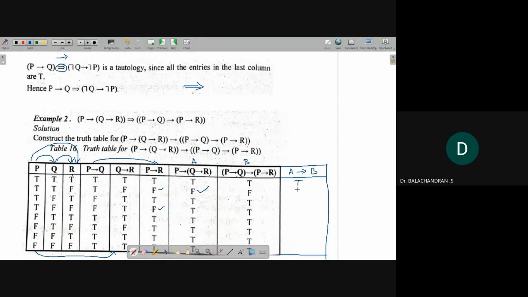So now it is true. Everywhere you should put what? True. 4, 5, 6, 7, 8. And hence you can easily tell it is a tautology.